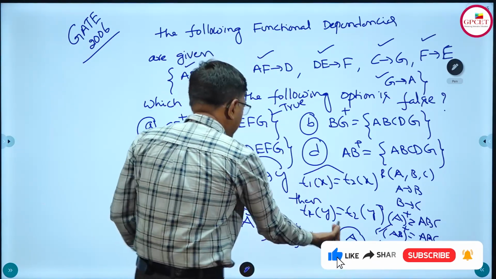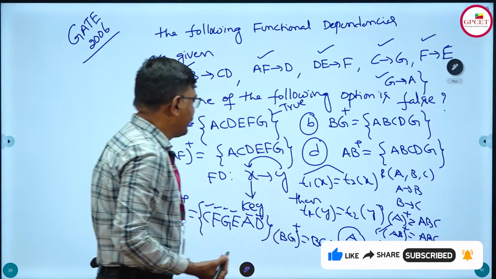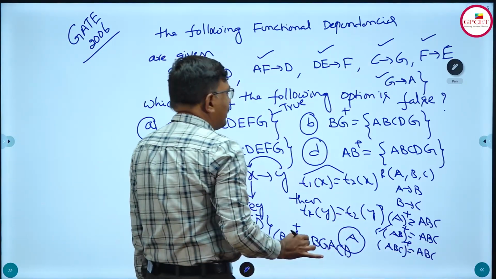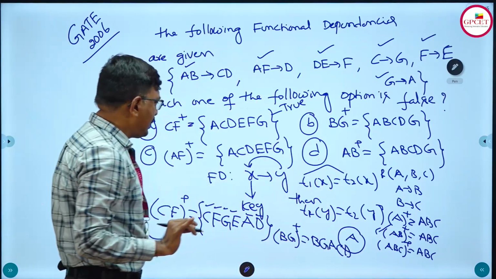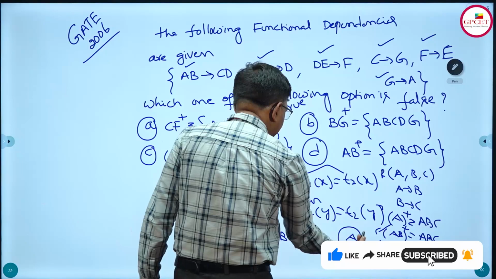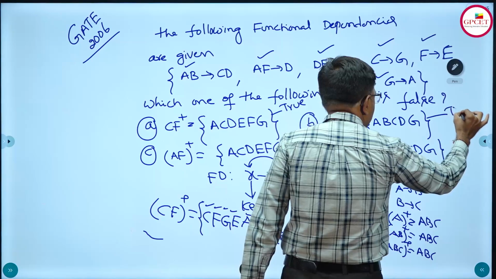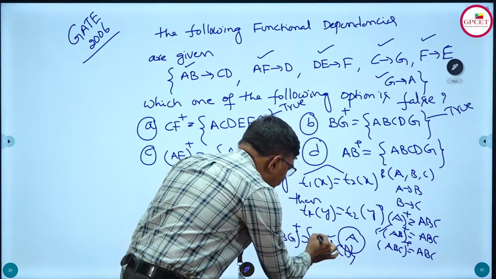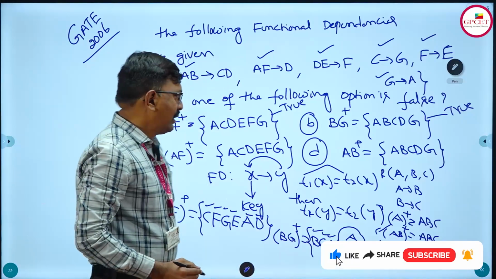And then AB. A is there, B is there. AB derives CD. And then observe here, C tends to G, G already is there. F tends to, there is no F here. And G tends to A here. And we get A, B, C, D, G. So the second option is also true. Why? Because A is there, B is there, C is there, D is there, and G is there. A, B, C, D, G. That is true.